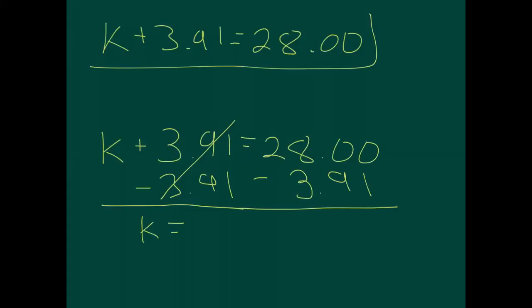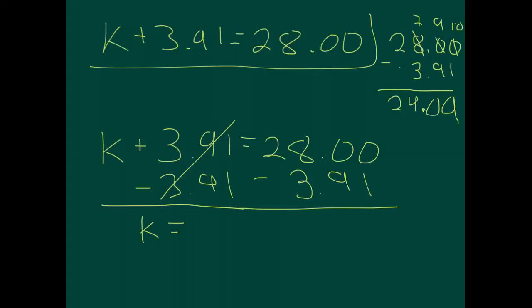So then you want to do 28.00 minus 3.91. So you can't do 0 minus 1, so that equals 10. That's 9. And that's 7. So 10 minus 1 is 9. 9 minus 9 is 0. Drop your decimal place. 7 minus 3 is 4. And then 2 minus 0 is 2. So in this problem, K equals 24.09.